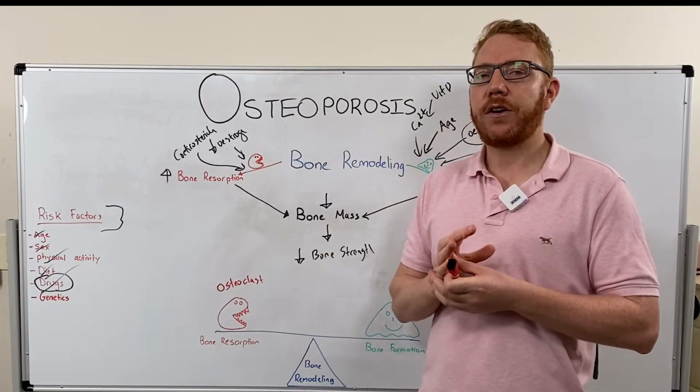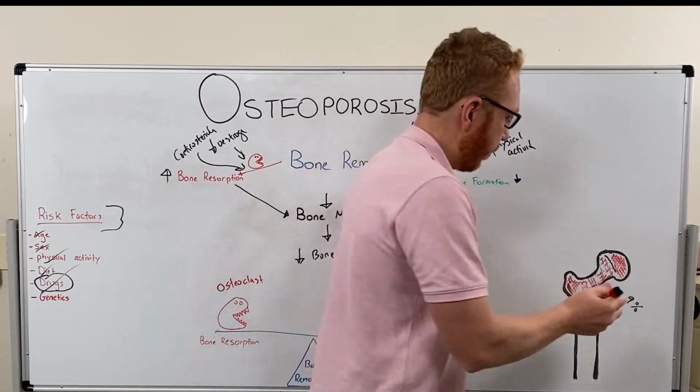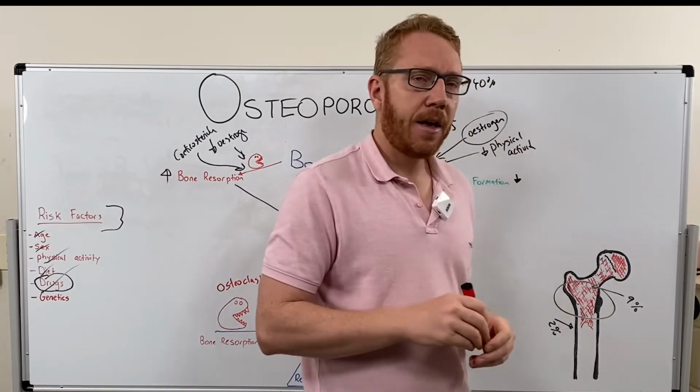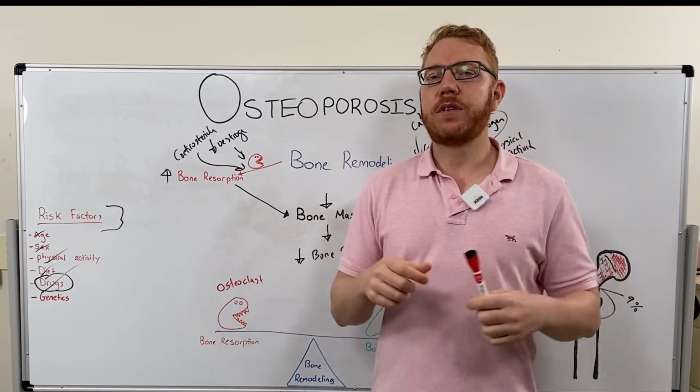The most common fracture location is the vertebrae. Second to that is the neck of femur. Then we see wrist and ribs thereafter.